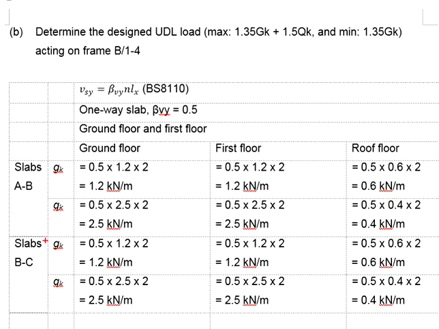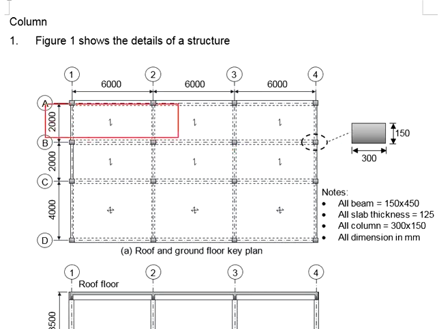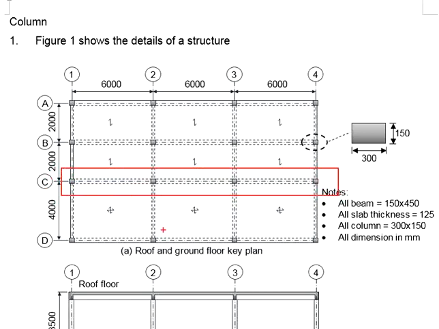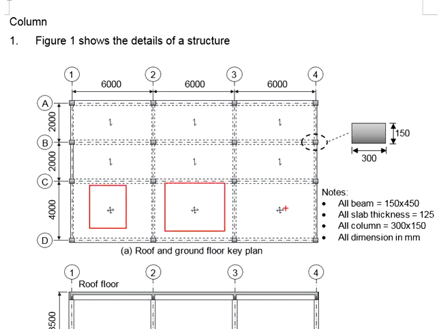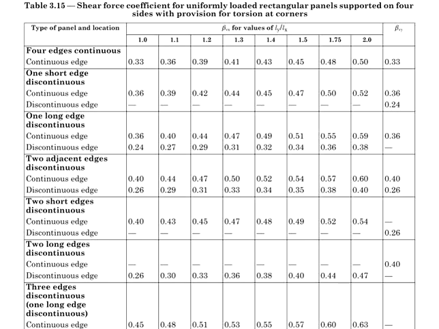Again, you will do the same for slab BC. Since this question is only asking about frame B1 to 4, that means all the surrounding slabs are one-way slabs. The calculation step is relatively simple. In the case that you need to calculate the load acting onto this beam and this beam, where it involves two-way slabs, then your calculations will have to refer to table 3.15 of British Standard 8110.